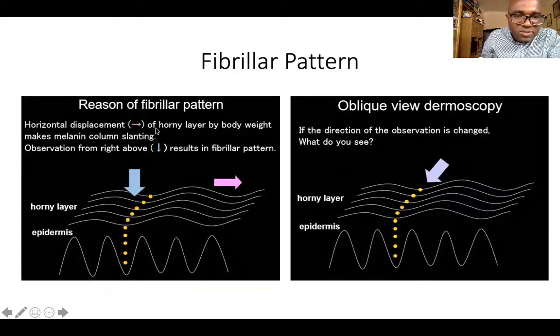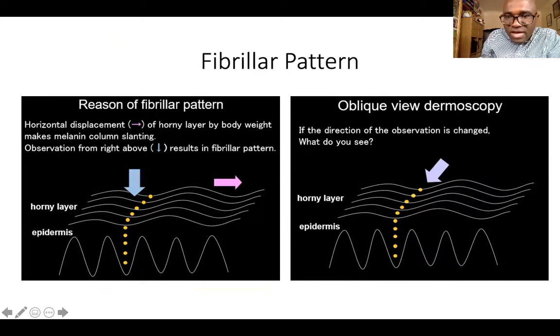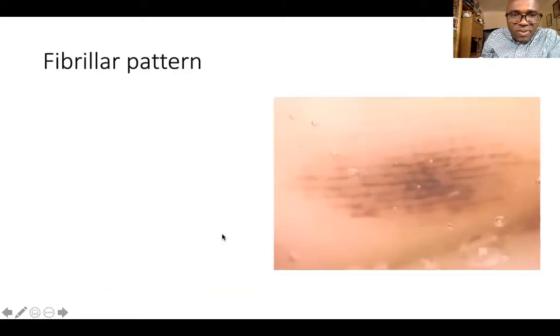So horizontal displacement of the horny layer by body weight makes the melanin column slanting, observed from right above in this arrow, and results in a fibular pattern. However, if the direction of observation is changed, what do you see? You see the parallel furrows. Okay. Fibular pattern.